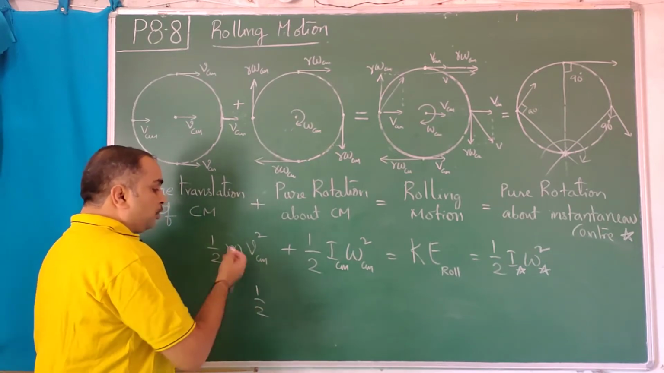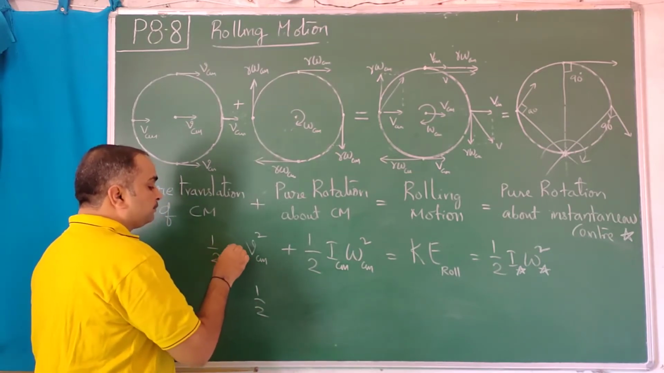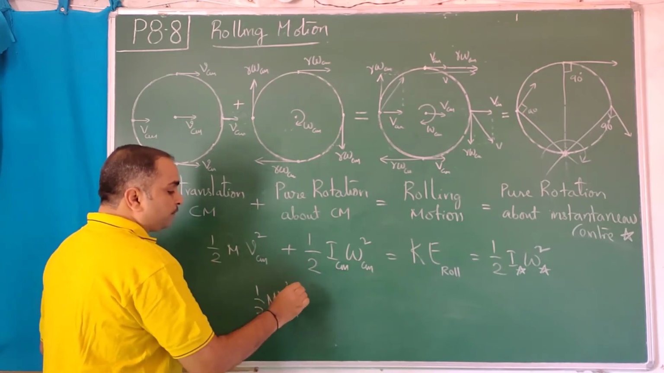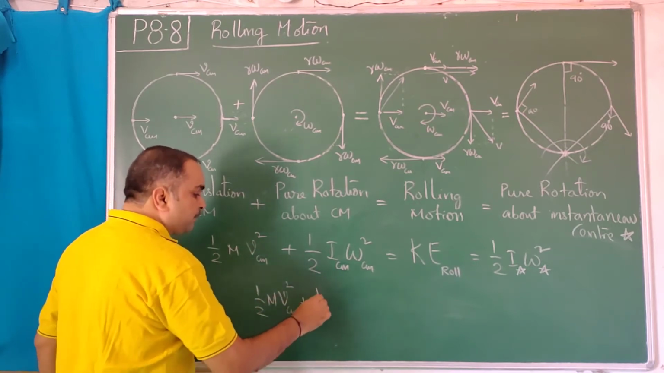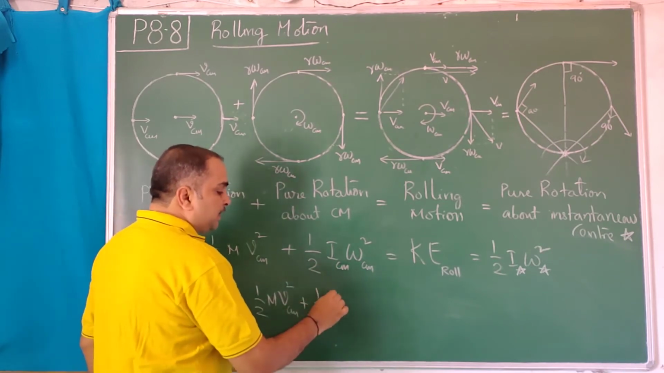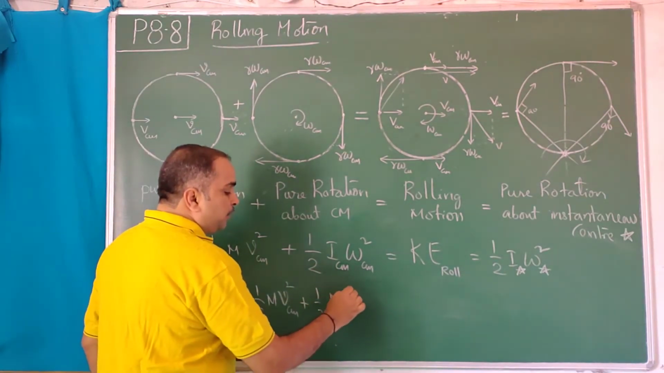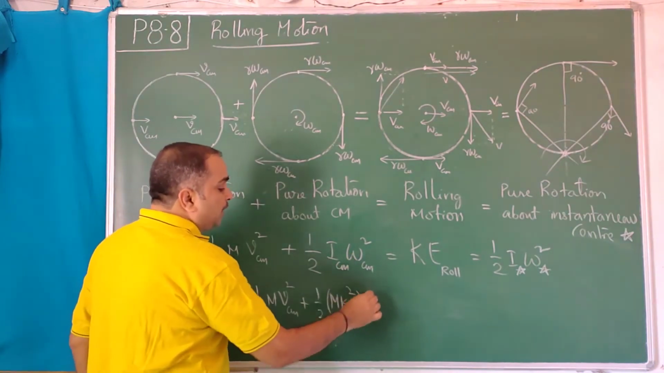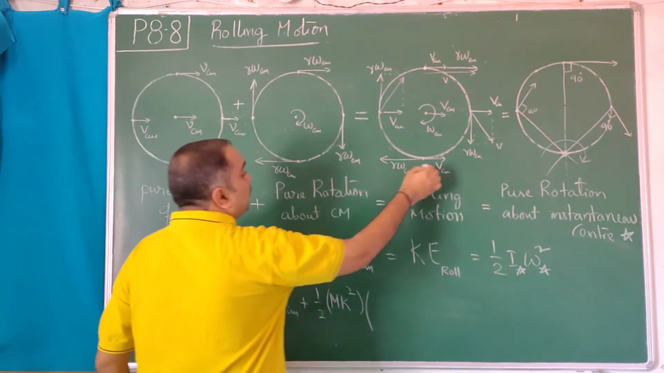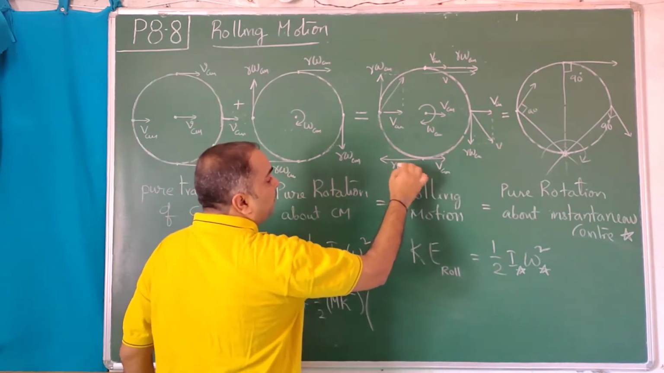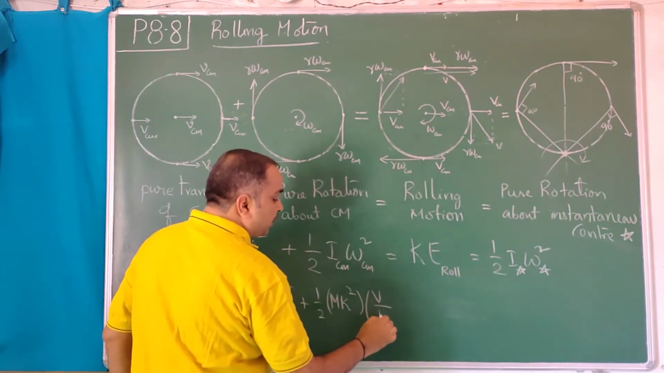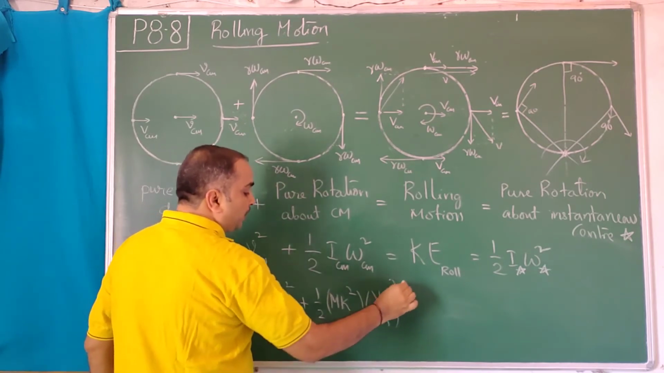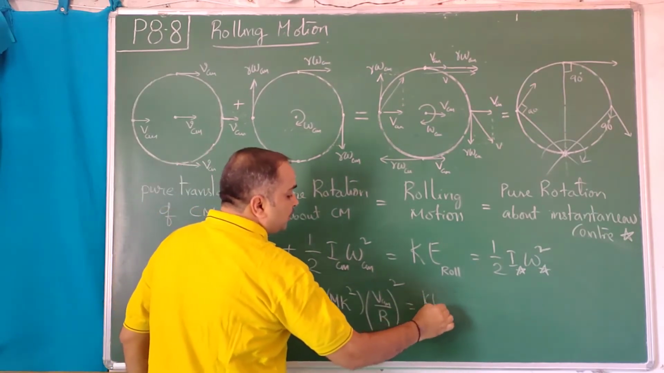Half total mass, better to represent with capital M. There is nothing wrong in it. Capital M VCM square plus half. Moment of inertia in general is the mass of the total body times radius of gyration square. This we also discussed previously. Omega, in case of pure rolling, these two are equal. So omega is equal to V by R, V by the actual radius of the object, take capital R. So VCM by R whole square is equal to the kinetic energy of pure roll.